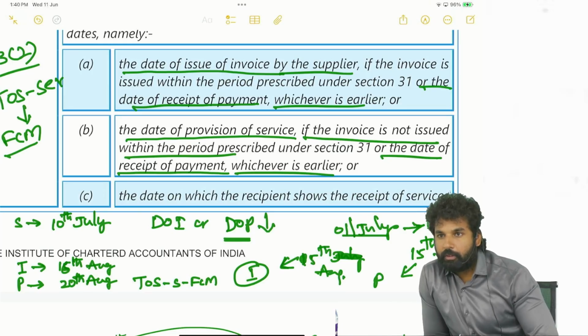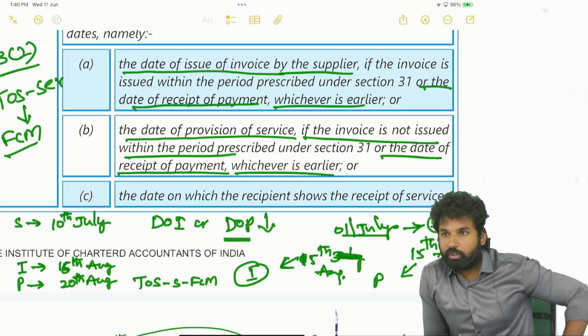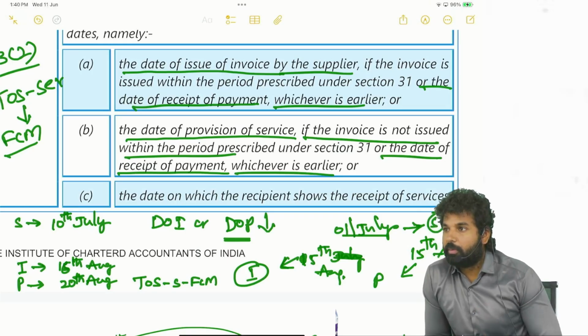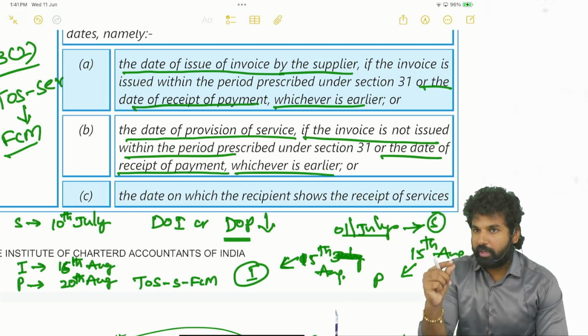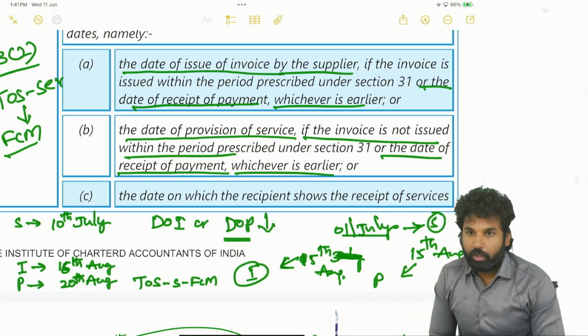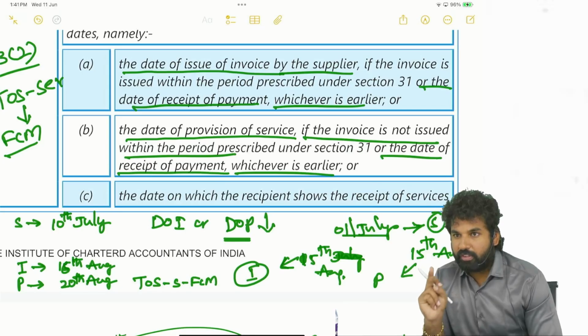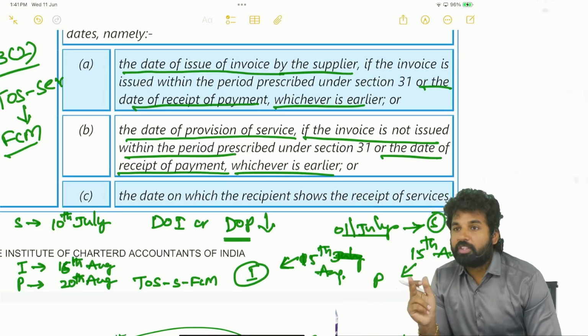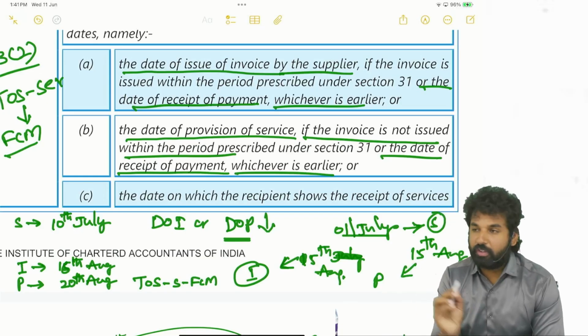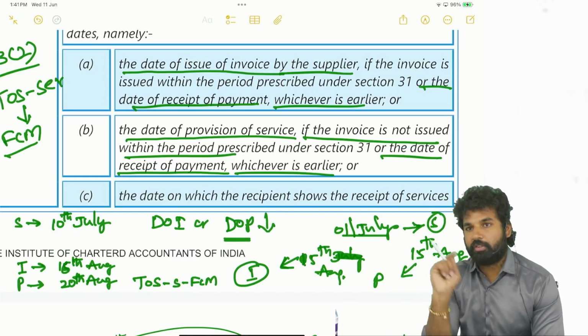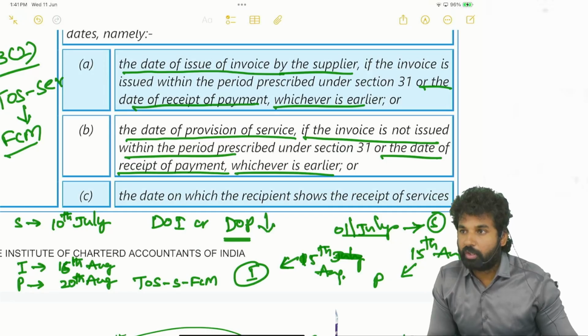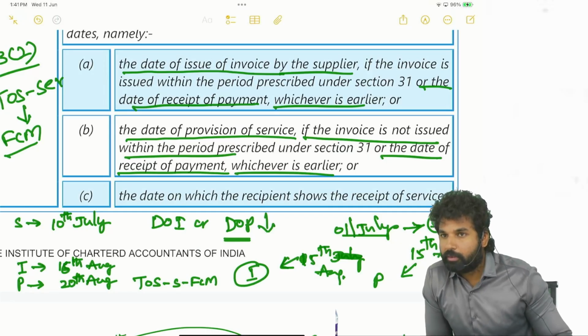10th July? Generally, what is the provision? Date of invoice or date of payment, whichever is earlier, provided the invoice is issued within time. Within time means 30 days. So the invoice shall be issued within 30 days from the date of provision of service. So date of provision of service is 10th July. So the invoice shall be issued by 10th August.